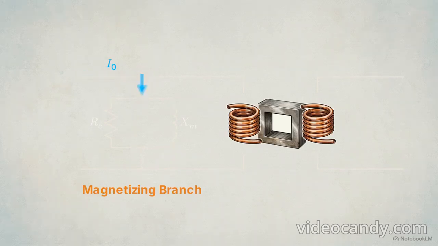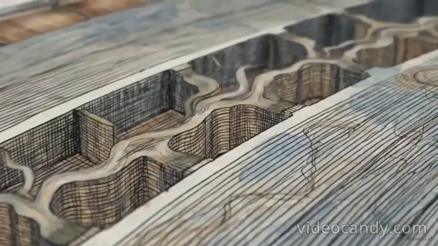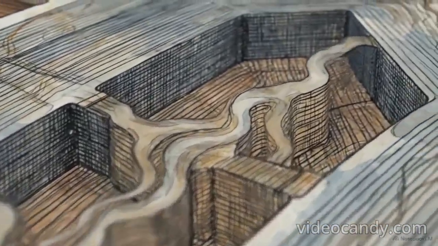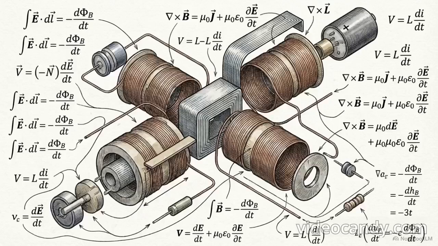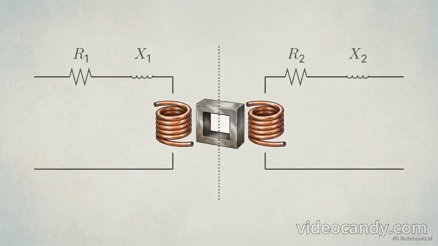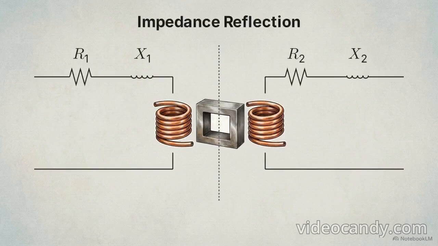Engineers model these core phenomena by adding a parallel magnetizing branch. Since iron losses depend on applied voltage, not load current, this branch is shunted across the primary, drawing constant power as long as supply voltage is maintained. The massive iron core draws a constant no-load current just to maintain the magnetic conditions required for power transfer.